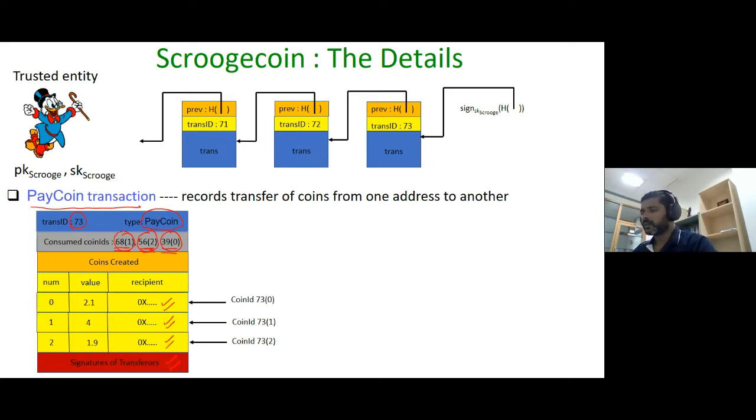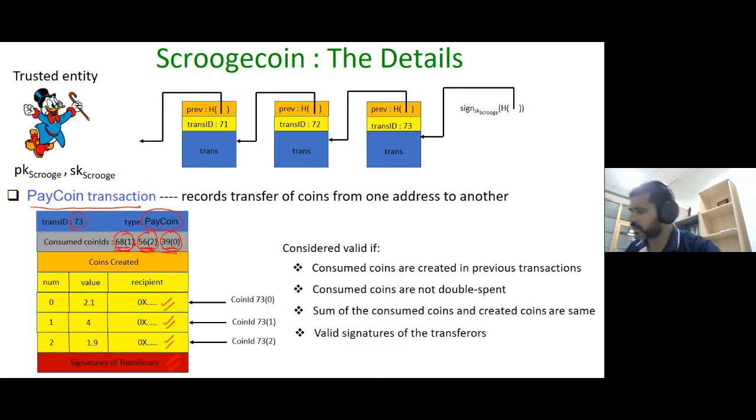Right. So what Scrooge will do is, once he gets the checks 68.1, 56.2, 39.0 for clearance, he will verify whether those coins are indeed available for getting consumed or not. That means whether they have been already spent or not. If they are not spent, and if indeed they are owned by the persons whose signatures are available here, he will endorse those transactions and include them in this block. Right. So these are the rules according to which these transactions will be included by Scrooge. So Scrooge will check whether the consumed coins were created in a previous transaction or not, whether consumed coins are double spent or not, and whether the sum of the consumed coins and created coins are the same.